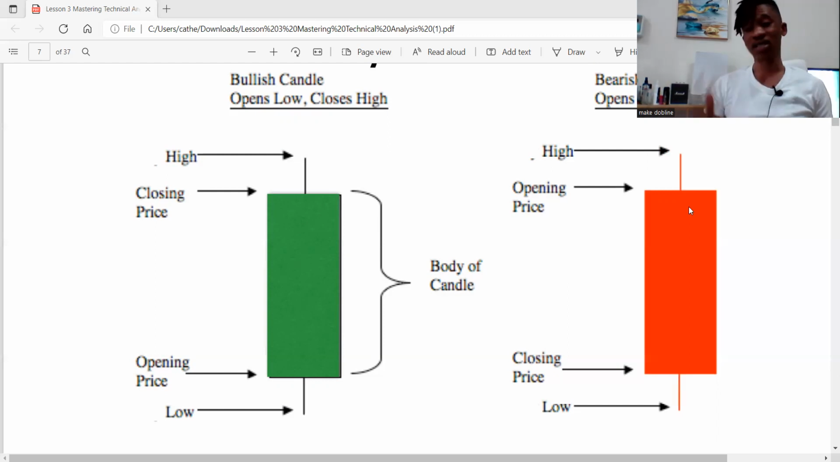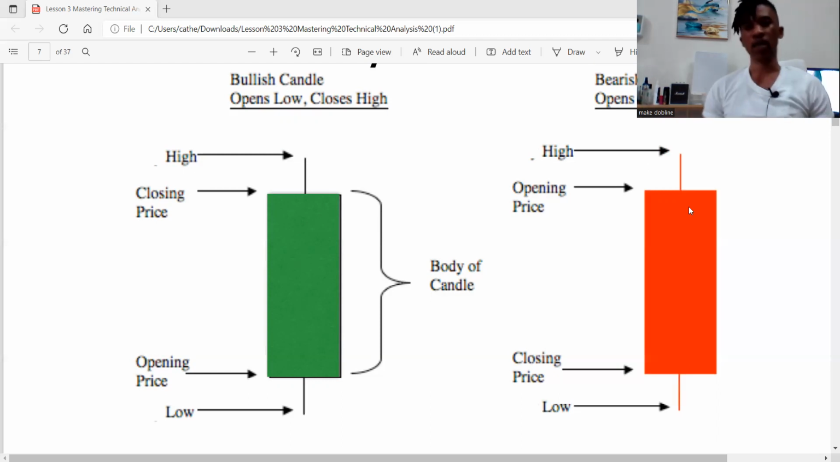Okay, why is it a bearish candle? Because this candle opens higher and closes lower. Now we see the difference between the bullish and the bearish.